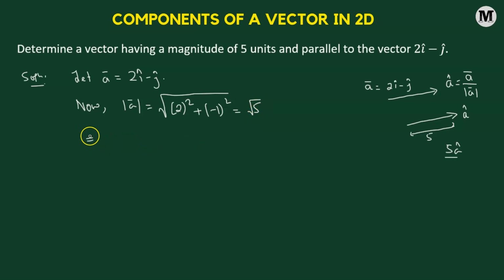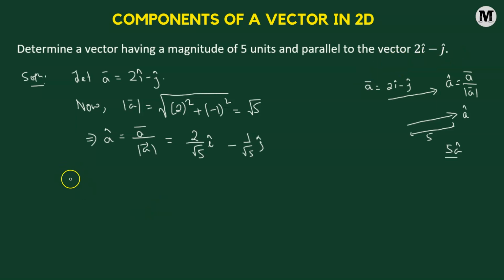So that means the unit vector A cap, which is the unit direction of the vector A, is defined as vector A over the magnitude of vector A. That will be 2 over square root of 5 times i cap minus 1 over square root of 5 times j cap. However, our goal is to find another vector which is parallel to 2i cap minus j cap.